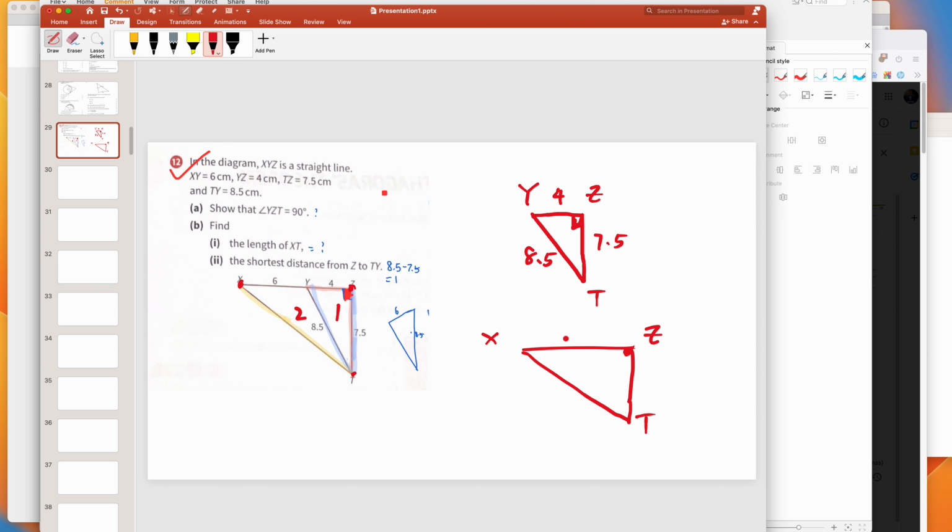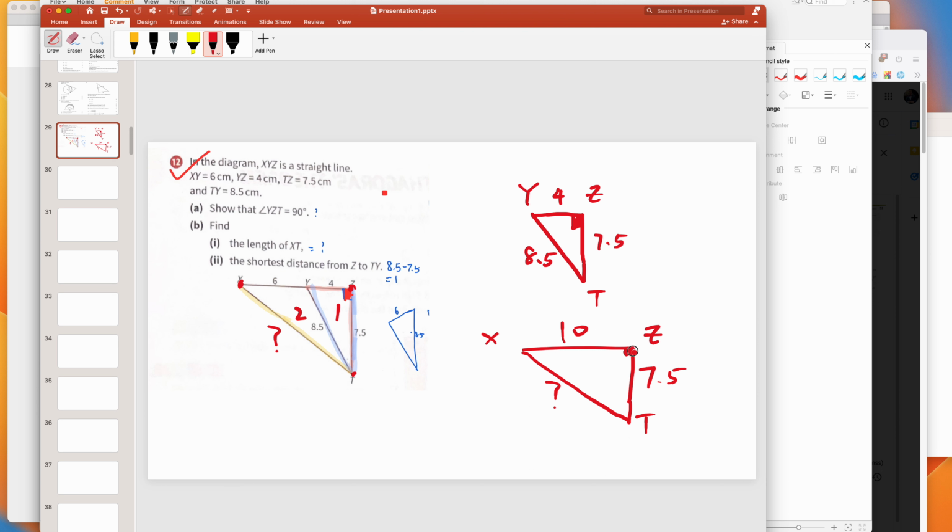So over here XZ is what? I think for XZ you can combine the 6 and 4, which is 10. Then the ZT is 7.5. Do we have XT or not? Do you have this XT? Don't have, right? So question mark. Okay, so over here you have two right angle triangles.